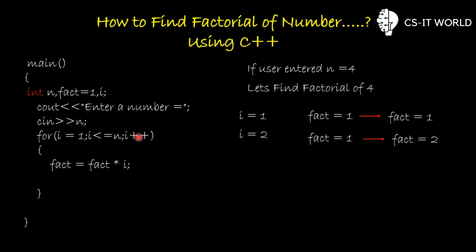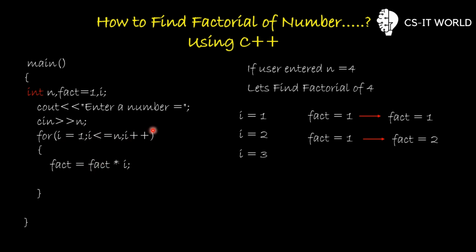Again the control goes here in the incrementation part, and it will again increment i by 1. So previous value of i is 2, right? It will increment it by 1, that is 3. Now this 3 is less than n, right? But it is not equal, it is less than, and this condition will get true. Again this statement will get executed.